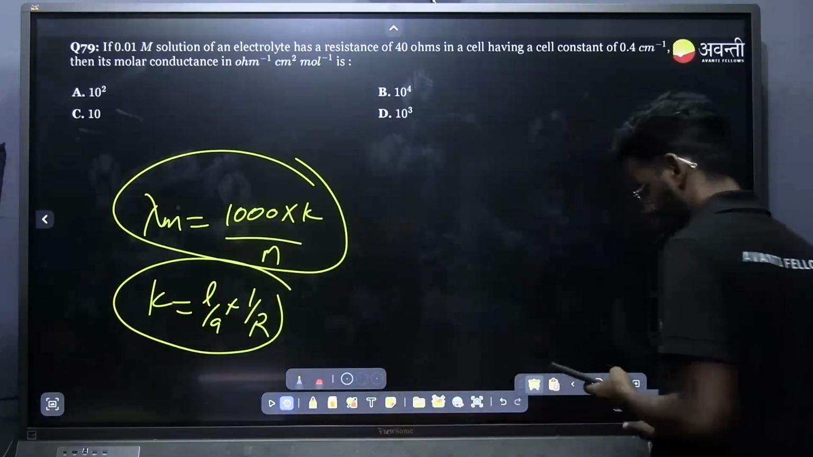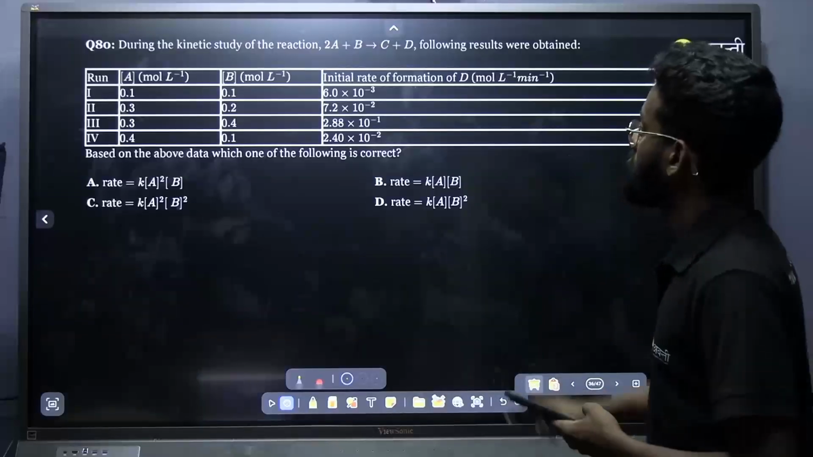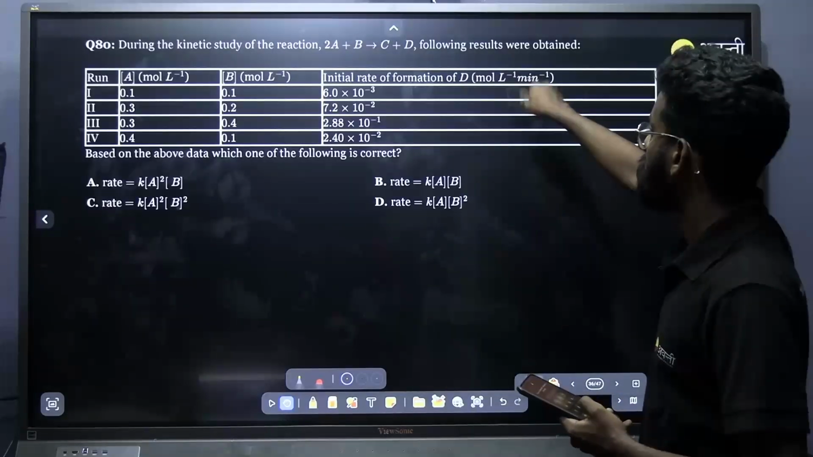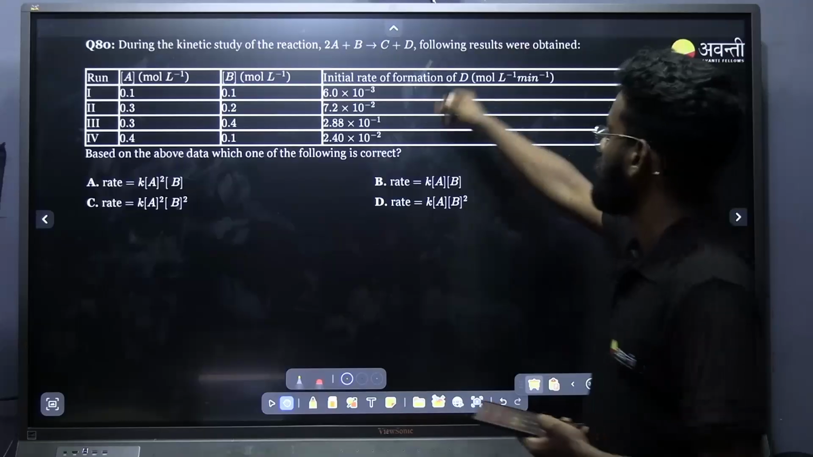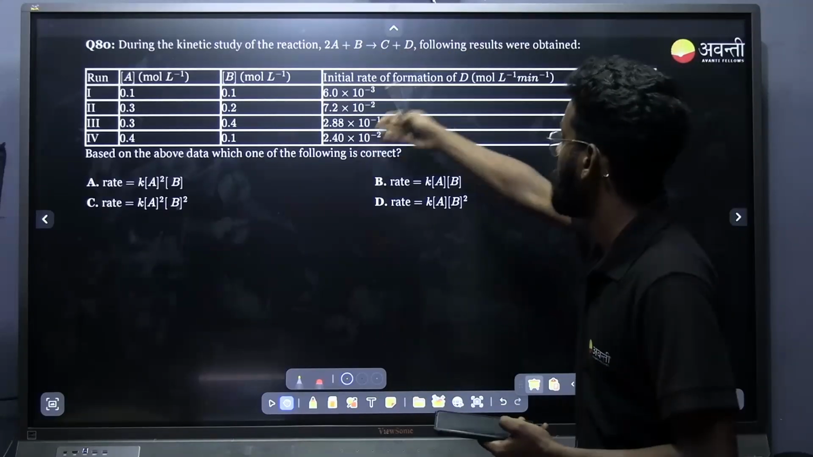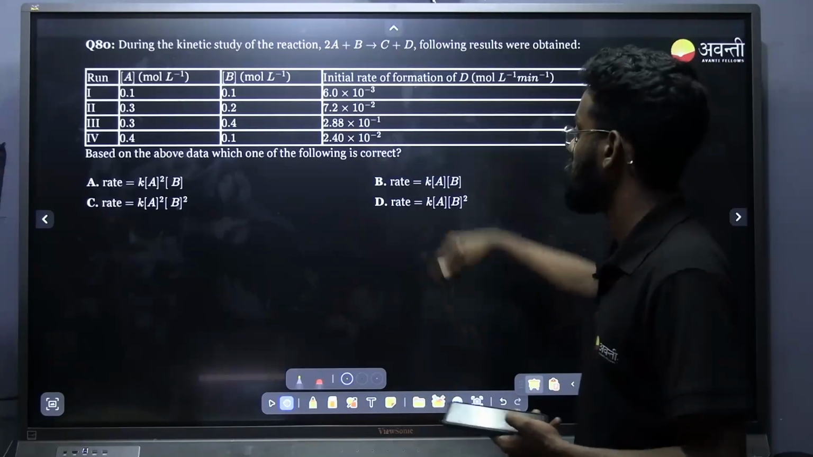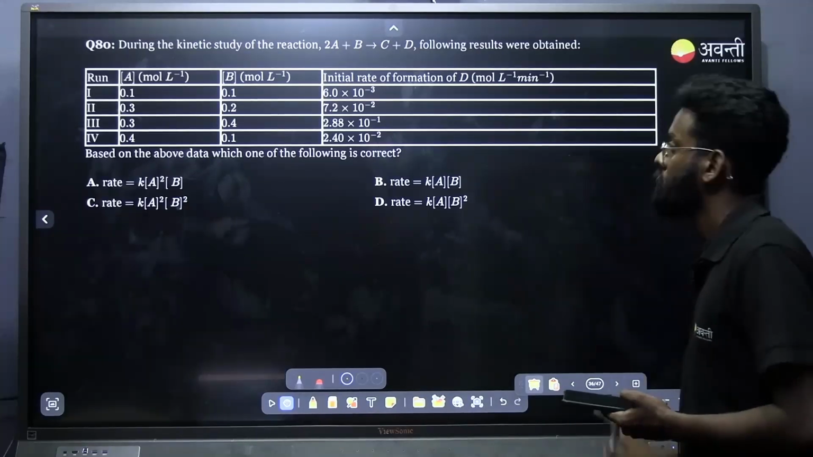Then the same type of question we did a few minutes before: just take the ratio of it and get the order, calculation of order. The same type of question we did.